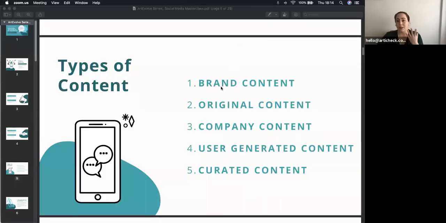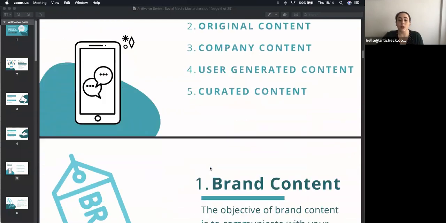So when we're thinking about the type of content that we're going to be wanting to create during this period, we're really going to be focusing on these last 4. Okay, so let's go over what each of these are.